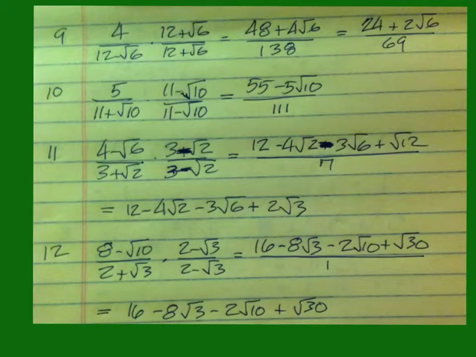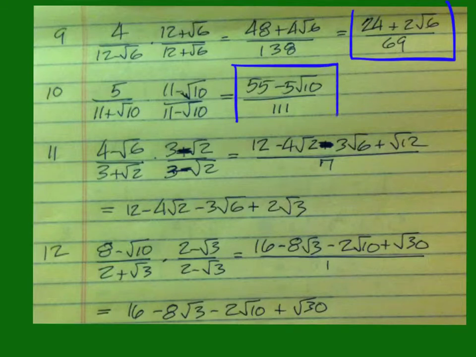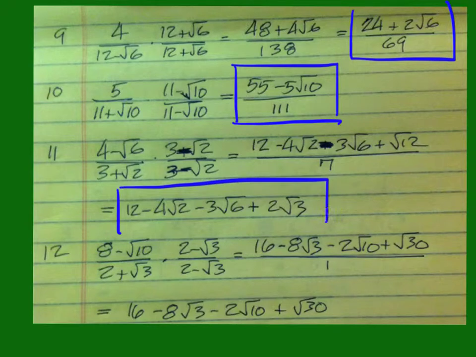And on 9, you should have 24 plus 2 square root of 6 over 69. 10 is 55 minus 5 square root of 10 over 111. 11 is 12 minus 4 square root of 2 minus 3 square root of 6 plus 2 square root of 3.